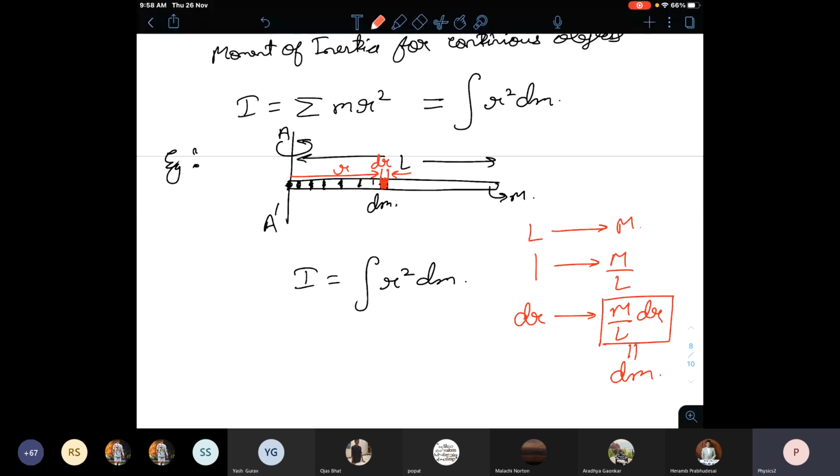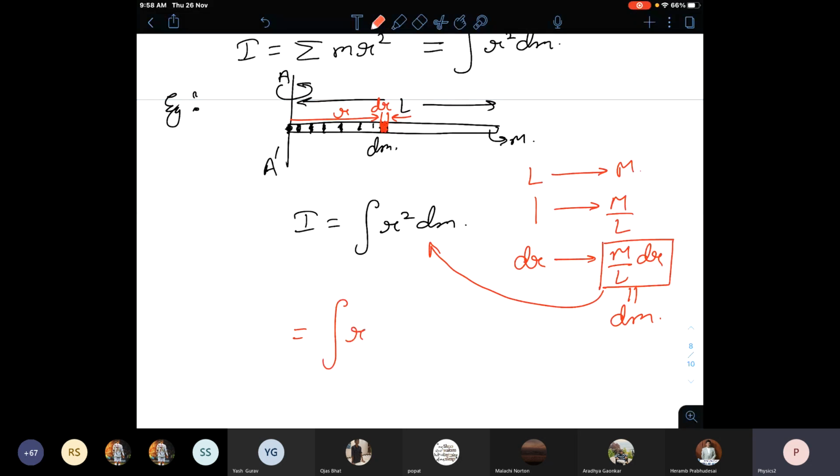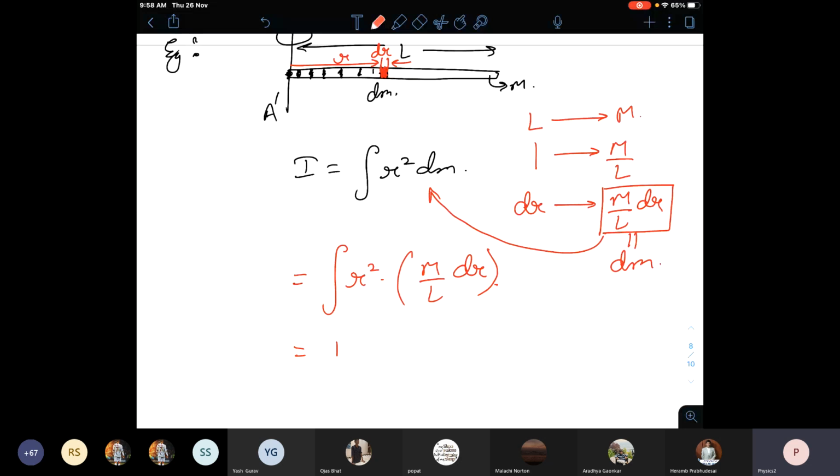Now I can just replace these over here. So the moment of inertia can be written as integration r square into dm, which is M by L dr. Now M by L is constant, it will jump out. You have integration r square dr.